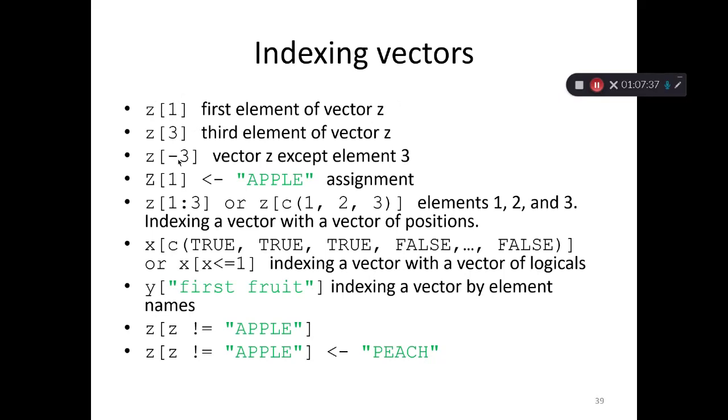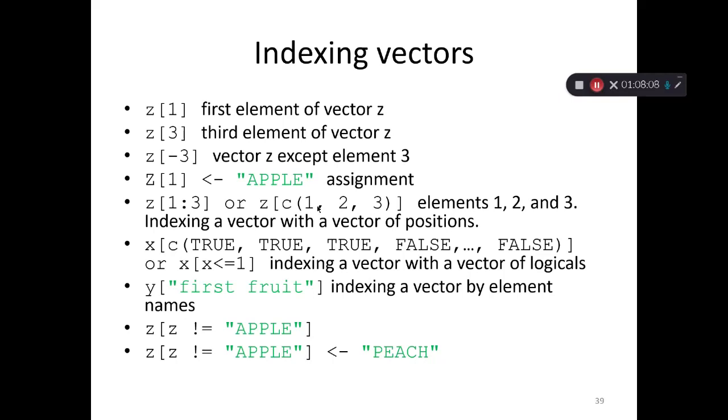This selects the third element. If you put the minus symbol, this selects all elements except for element 3. You can also assign a value to a specific element of a vector using this syntax. So the first element of a vector now becomes the string apple. You can also use vectors to select elements of a vector. For example, z of numbers between 1 and 3 selects only the first, second, and third elements of z.